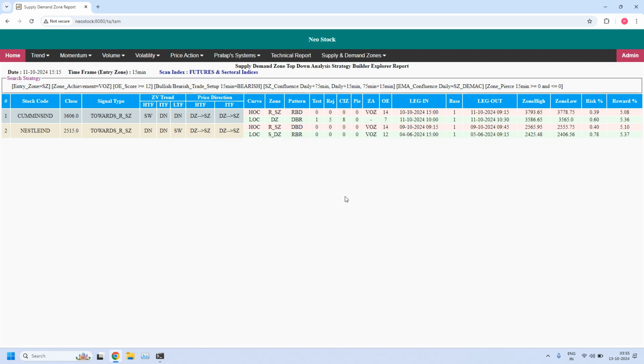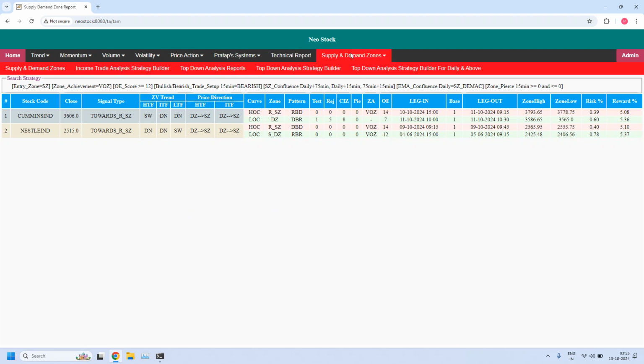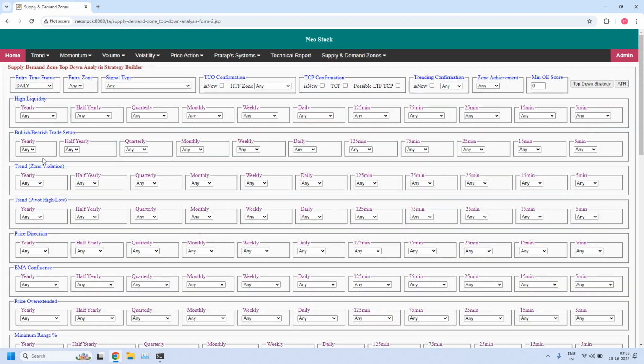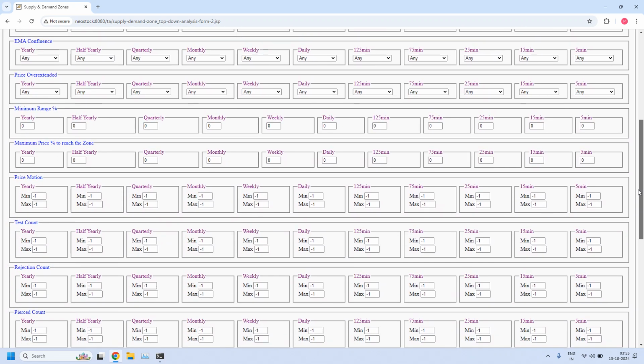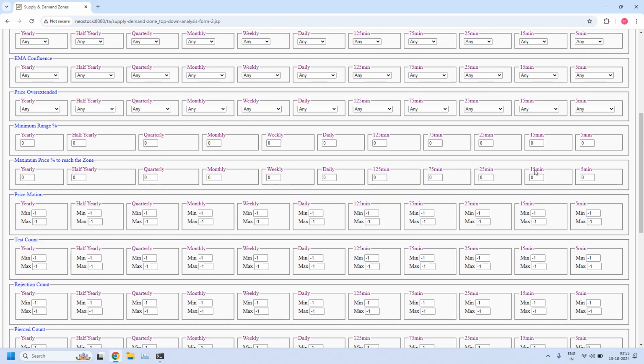Okay, this is about a bearish trade setup for daily income trade. Next, let us look for a bullish trade setup for hourly income trade. Entry time frame 5 minutes. Entry zone should be demand zone. In bullish or bearish trade setup at 5 minutes time frame, I am selecting bullish. The 5 minutes demand zone should not be pierced.